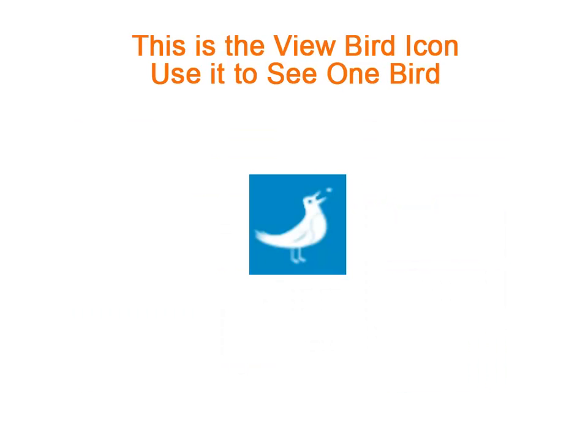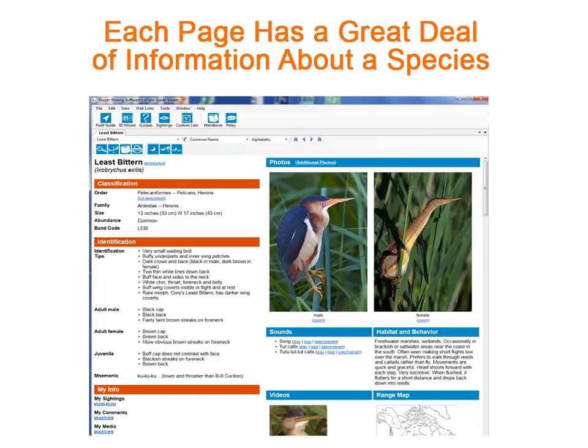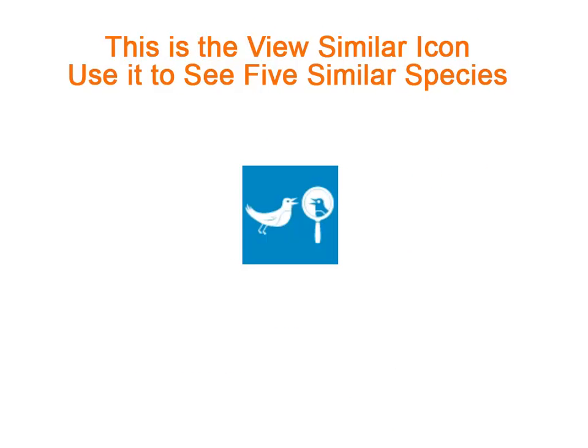The View Bird icon is the one you'll use the most. This takes you to the eViewer page that has all the information about a single species. On this page, you can do things like play the bird's song, watch videos, or even add your own photos and record your sightings.